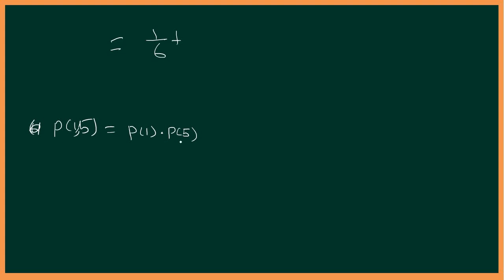So the probability of getting 1 in the first time is 1 by 6. The probability of getting 1, or 2, or 3, any one number, is 1 by 6. Similarly, the probability of getting 5 in the second time is also 1 by 6. Getting 5 is a single number, so the probability is 1 by 6.